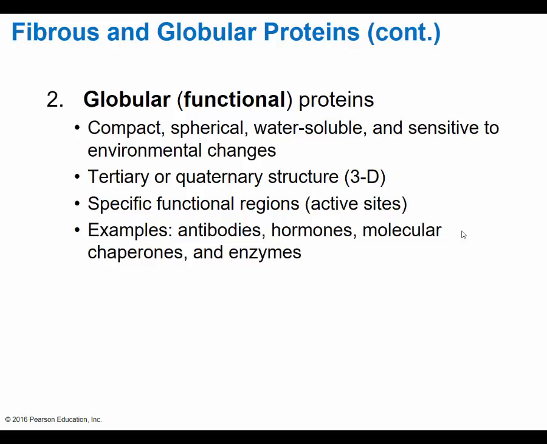So when you are exposed to some type of foreign body, what you call an antigen, you form antibodies. And the most common abundant antibody is IgG. So that's an example of a globular protein.